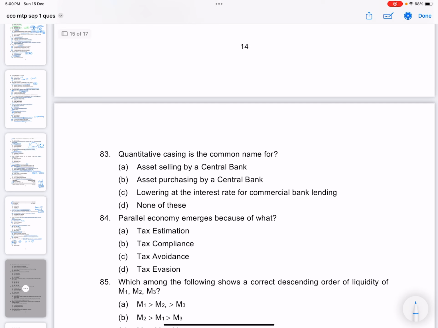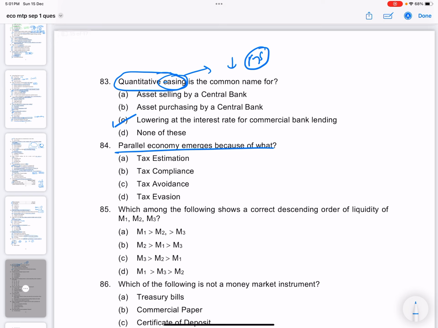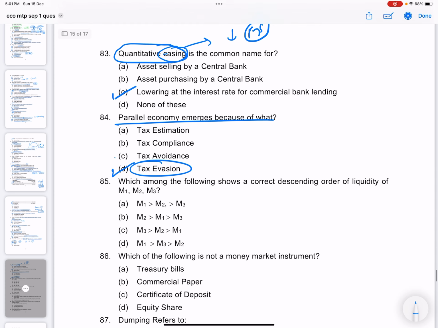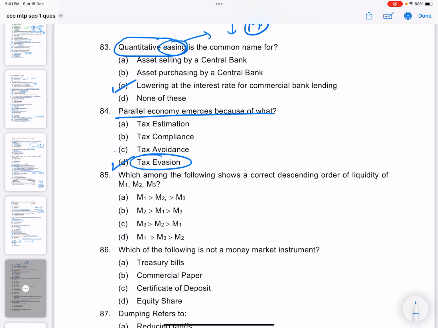Okay, quantitative easing. Quantitative easing is the common name for, so this is a concept that you must have studied. This is related to reducing the interest rate to increase the money supply in the economy. Okay. Parallel economy emerges because of tax avoidance and tax evasion, because they don't want to pay the tax, so that is why there is a parallel or a black economy that takes place. Tax avoidance and tax evasion both might be the correct answer to this.